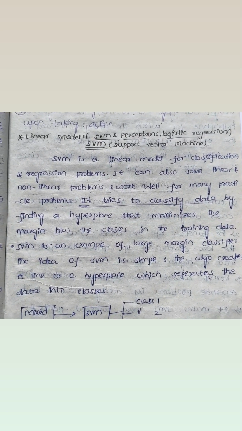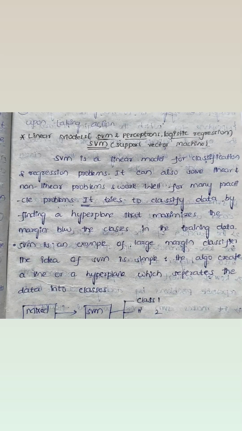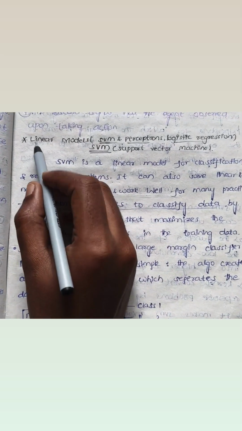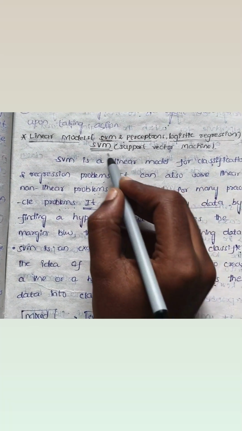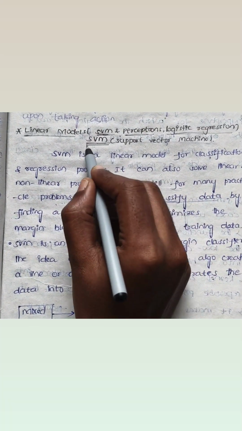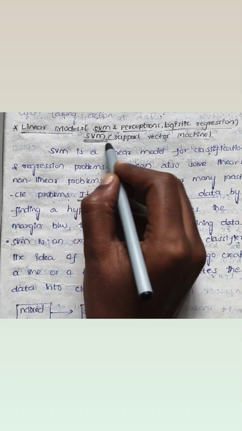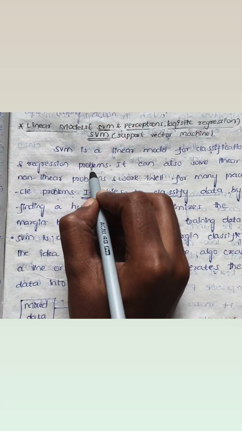Today we are going to learn the second topic in the deep learning first unit, that is the linear models. Linear models include SVM, perceptron and logistic regression. So the first topic is the SVM. SVM stands for support vector machine. SVM is a linear model for classification and regression problems.